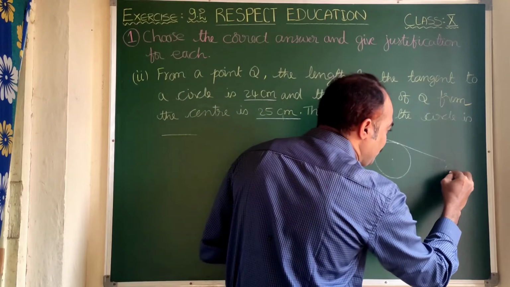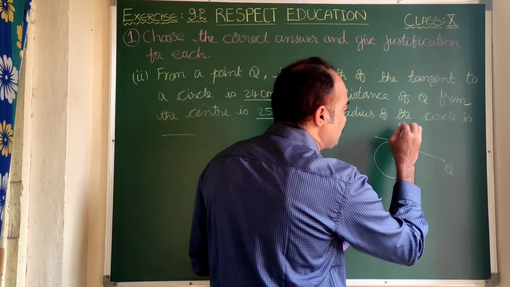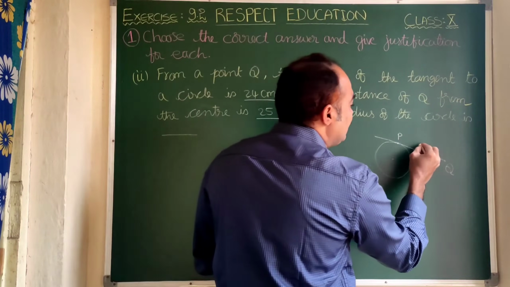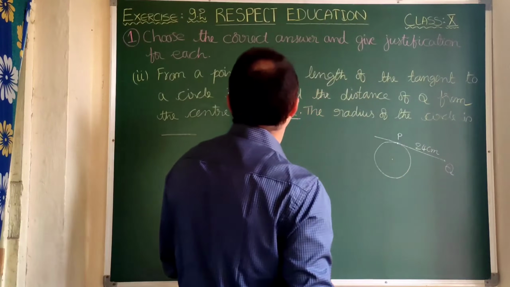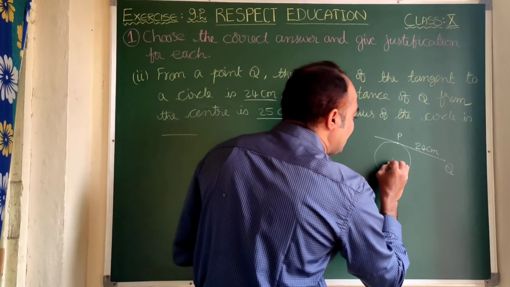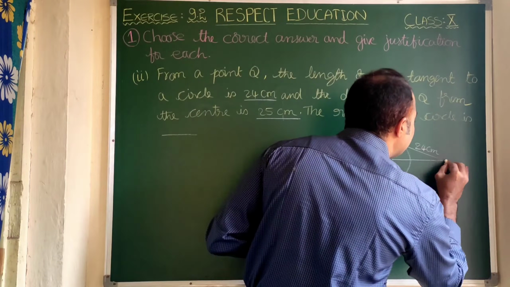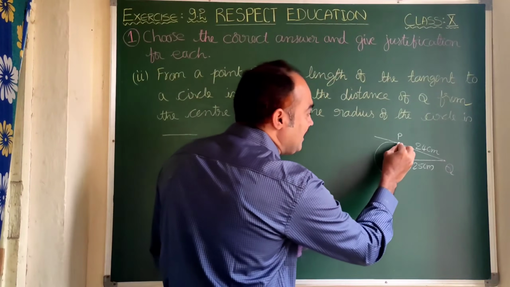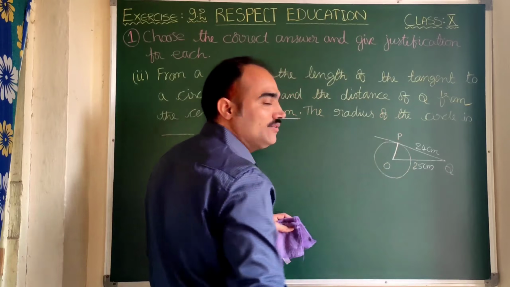This is the point Q. Length of the tangent means, as you know, let us take this point as P. Only QP is the length of the tangent. So the length of the tangent is given as 24 centimeter. And the distance between Q and the center, let us take the center as O. So the distance between O and Q is 25 centimeter. Then we need to find the radius, that means OP. OP is required.